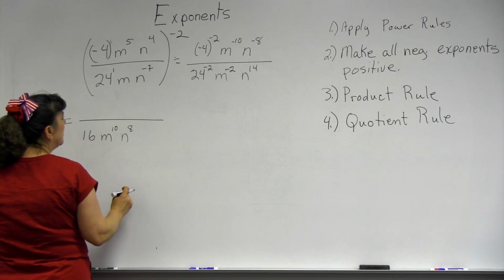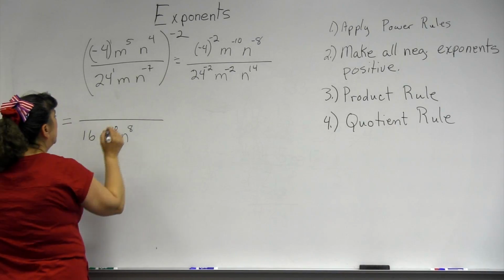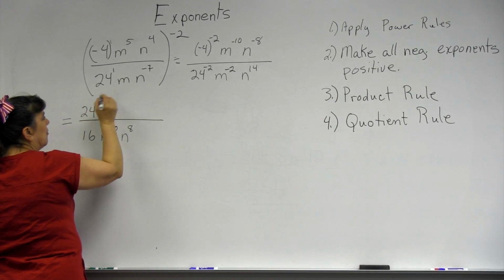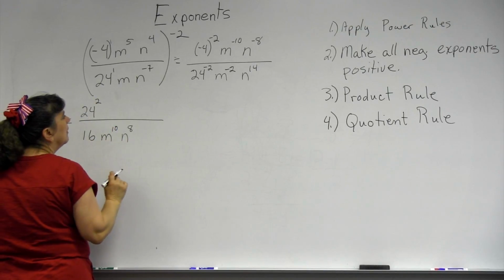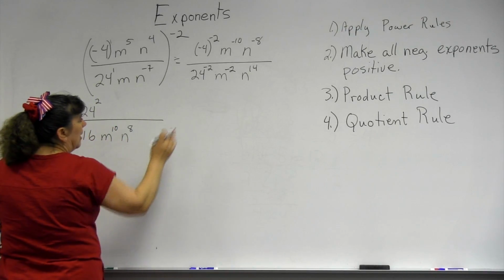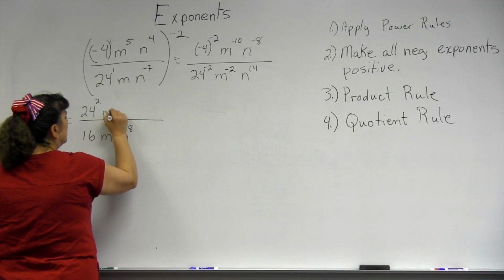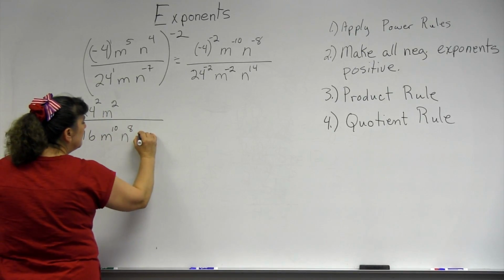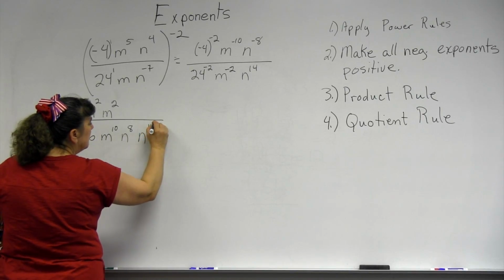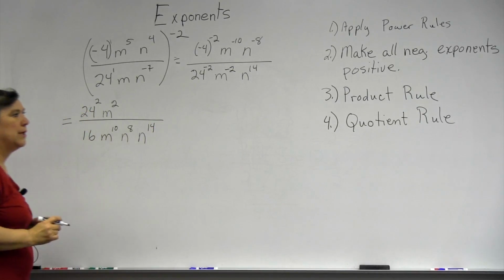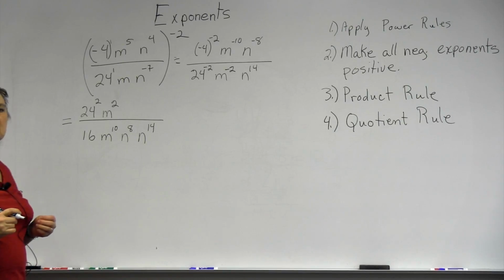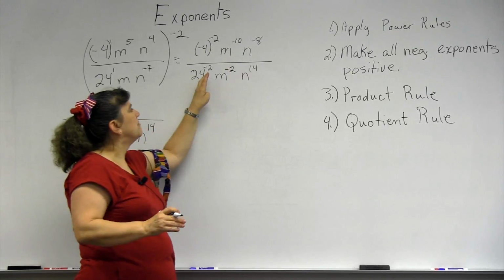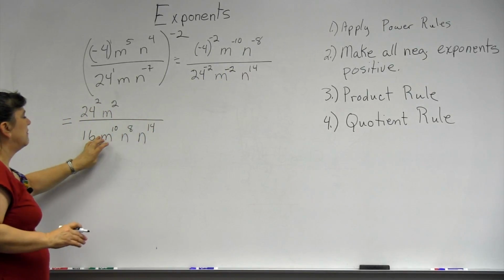Okay, now looking at the denominator, 24 to the negative 2, I'm going to leave it as 24 squared. Okay, and then we have m to the negative 2 comes to the top and becomes m to the second. And n to the 14, because it's a positive, stays on the bottom. So, did we make all the exponents positive? Yes, we did. Every single one of these negative exponents is now a positive exponent.